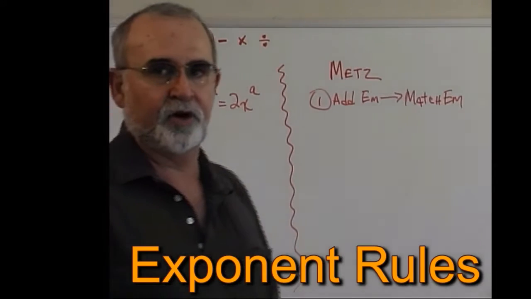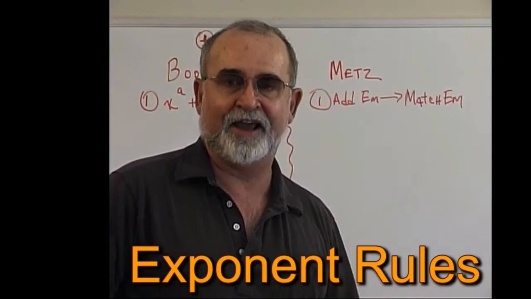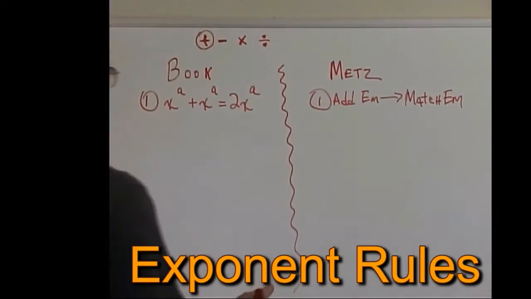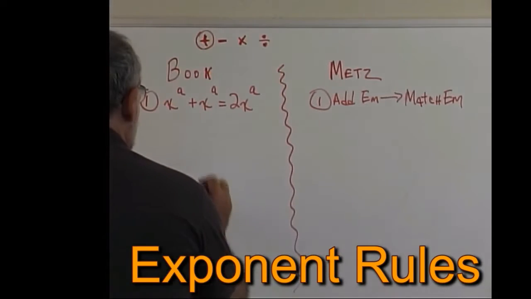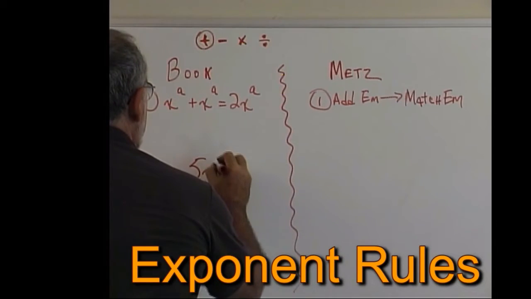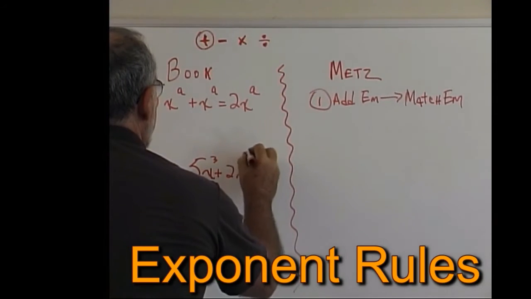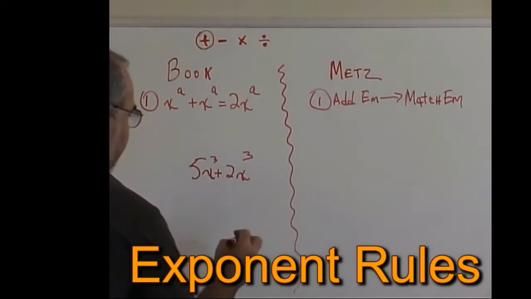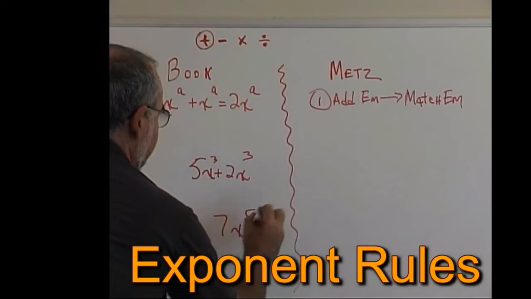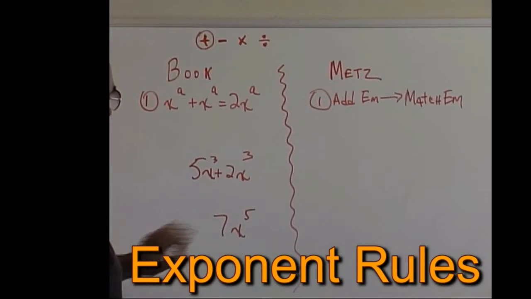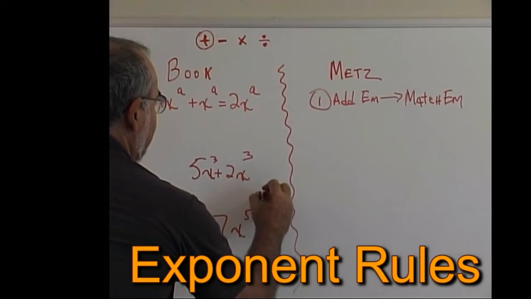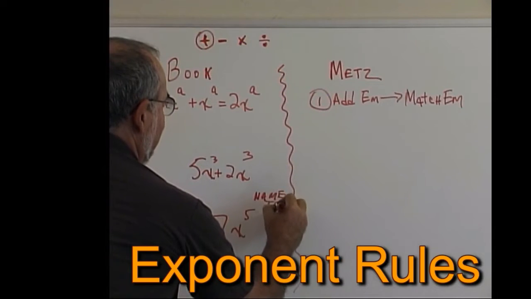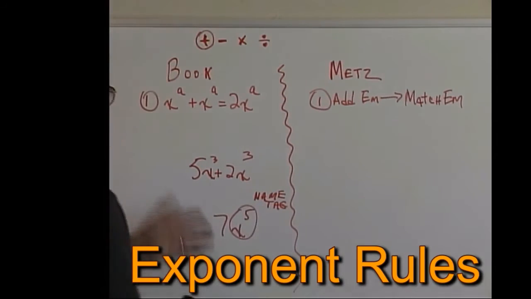Now, we already know how to add monomials because we did that earlier when we were adding polynomials and simplifying. And we already know that. All right, so example, what is 5x to the third plus 2x to the third? How do you do that? Well, remember early in the course I told you that I wanted to call it a monomial. So let's take a different monomial. Let's suppose I got 7x to the fifth. When I talk about the name tag, my definition of a name tag is everything but the number out front, the coefficient. So the name tag is x to the fifth.